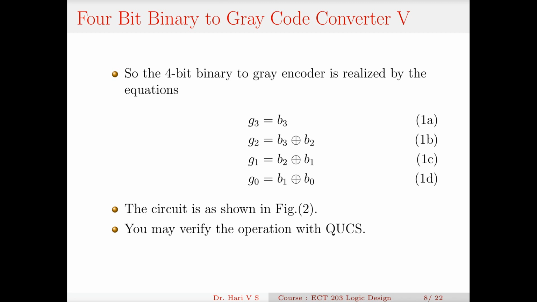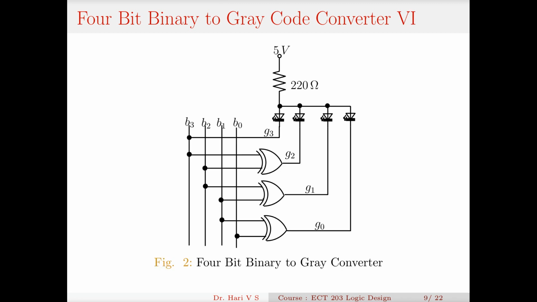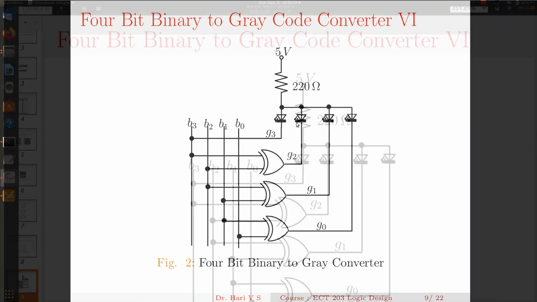This is in figure 2. If you look into the circuit, you can see how it works. B3 is the same as G3, a direct connection from B3 to G3. G2 is B3 XOR B2, G1 is B2 XOR B1, and G0 is B1 XOR B0. These are connected to LEDs, and whenever an output goes low, the corresponding LED glows, and you can verify this on the board.